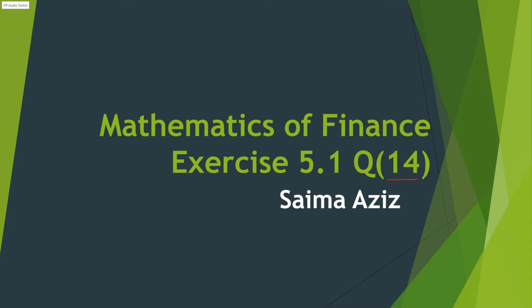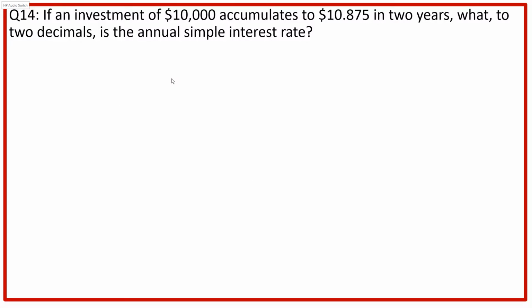In this lesson, we will discuss Mathematics of Finance, exercise 5.1, question number 14. The question is: if an investment of $10,000 accumulates to $10,875 in 2 years, what, to two decimals, is the annual simple interest rate? This is a very easy question. Here, i is the requirement. We have to find out the interest rate.